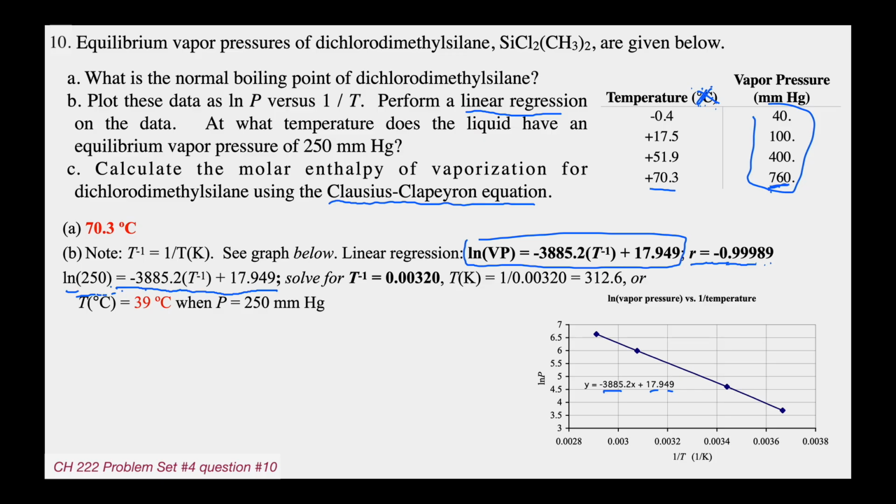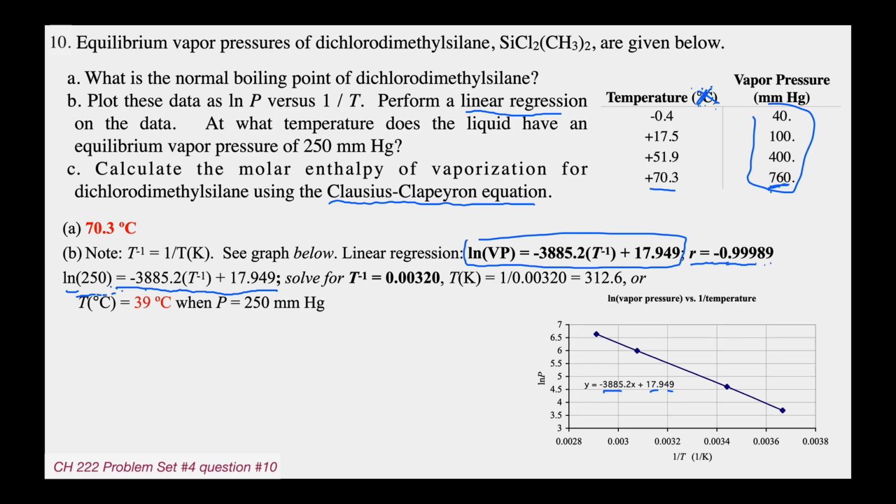If you do this, T to the -1 comes out to be 0.00320. That's a 1 over Kelvin temperature. So if you take 1 over that number, it becomes the Kelvin temperature, T sub K, 312.6. And if you convert that into Celsius, 39 degrees Celsius is what I got when the vapor pressure is 250 millimeters of mercury.